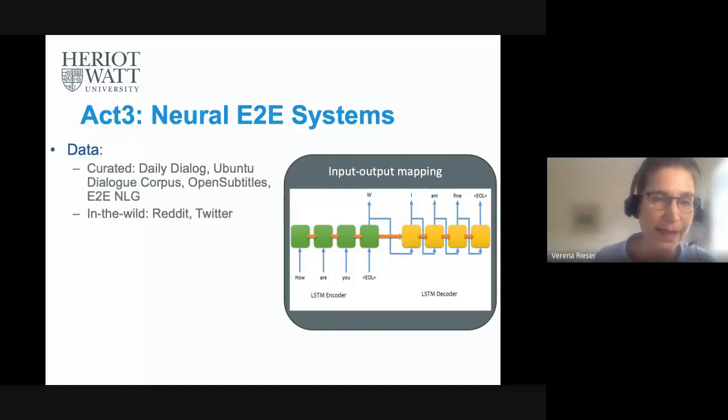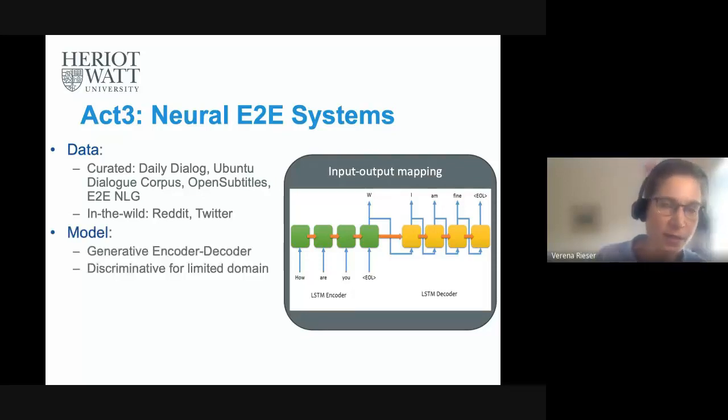Again, we have two types of data here. One type of data is highly curated. For example, we've got data from movies, such as OpenSubtitles, or system support, such as the Ubuntu corpus, and also the E2E challenge, which I will come back to later. And then we have some data gathered in the wild, such as Reddit and Twitter, which you can argue are somehow similar to dialogue, but also different.